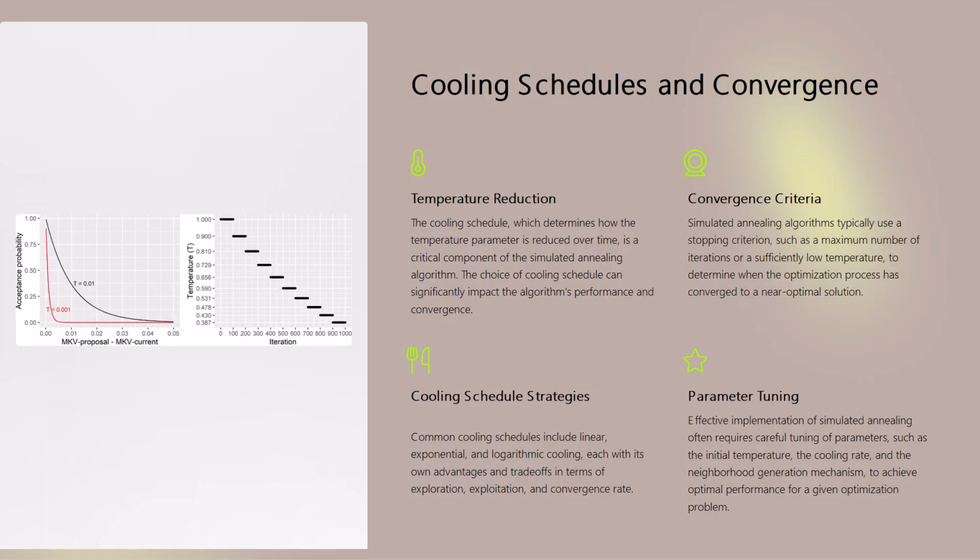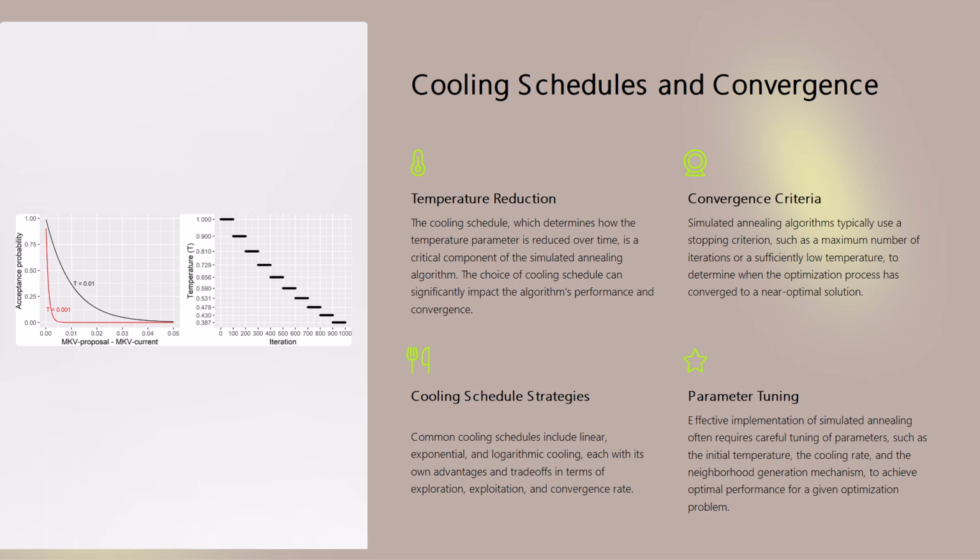Cooling schedules and convergence. There is temperature reduction, convergence criteria, cooling schedule strategies, as well as parameter tuning. Under temperature reduction, the cooling schedule, which determines how the temperature parameter is reduced over time, is a critical component of the simulated annealing algorithm. The choice of cooling schedule can significantly impact the algorithm's performance and convergence.